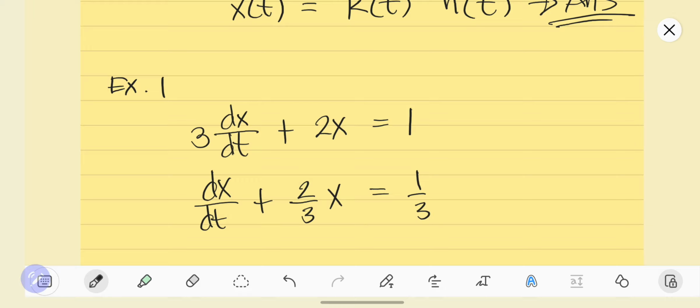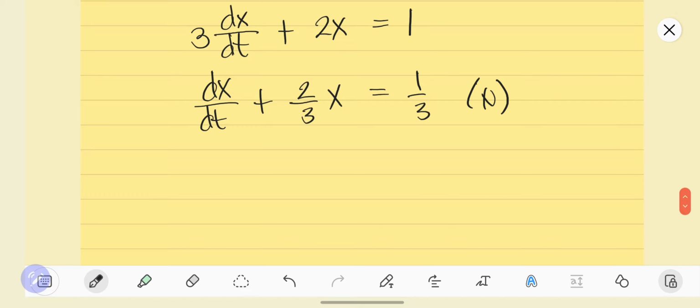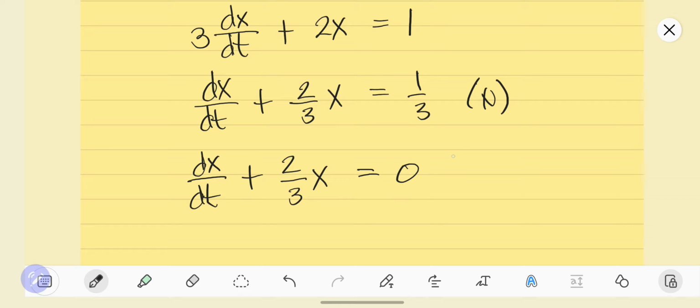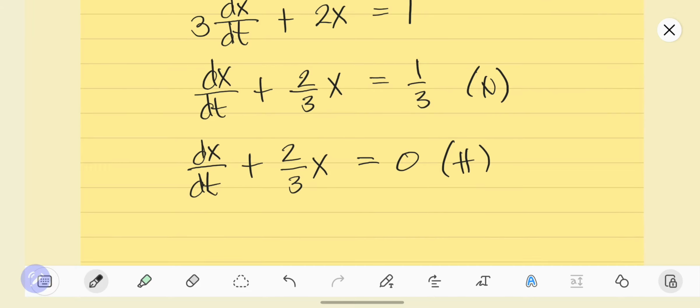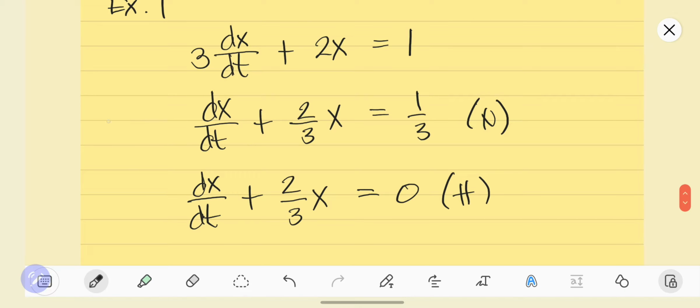So this is now your standard form, which is our non-homogeneous equation. And then we'll make this equation into a homogeneous equation, which becomes dx over dt plus 2/3 x is equal to 0. So this is now your homogeneous equation. And then your step 3, so this was your step 1.